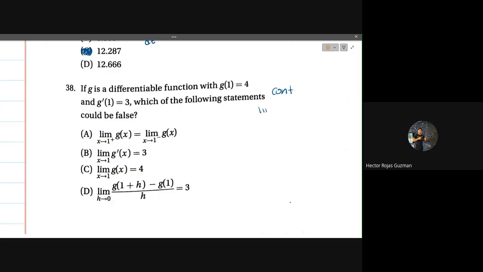Which means that the left-hand limit will equal the right-hand limit because it's continuous. So here, option A, the limit from the right equals the limit from the left. Yeah, that is true. It's continuous, it's differentiable. The limit as x approaches 1 of the derivative is 3, I'll get back to that one. The limit as x approaches 1 of g is 4.